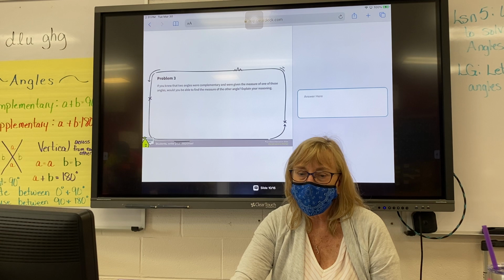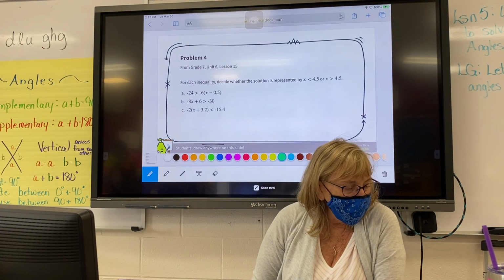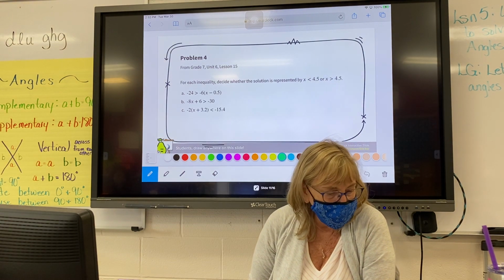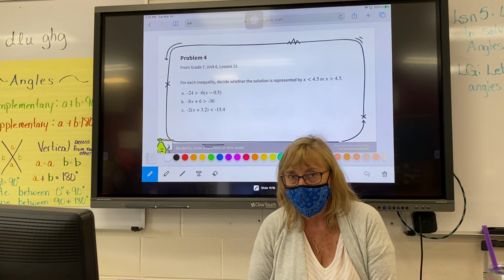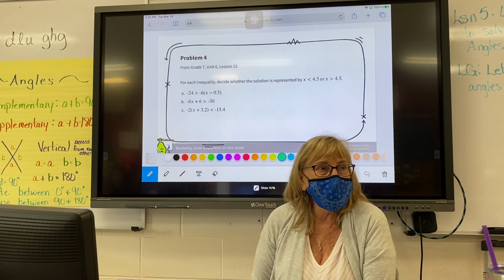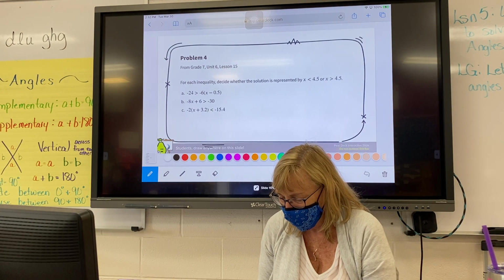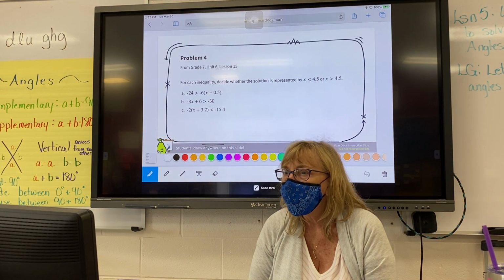Okay, let's go on to the next problem. For each inequality, decide whether the solution is represented by x is less than 4.5 or x is greater than 4.5. All right, what is the issue with the very first problem? Why do you think I don't like that? Any ideas?